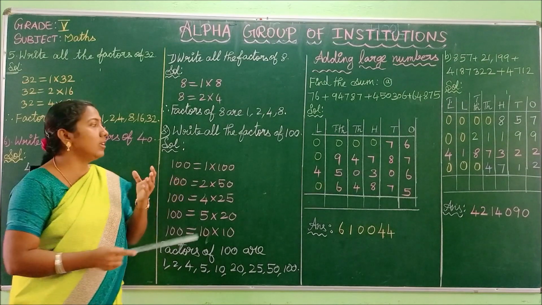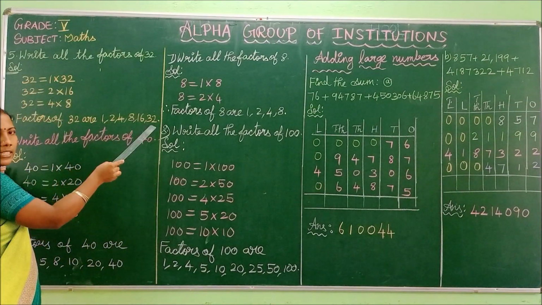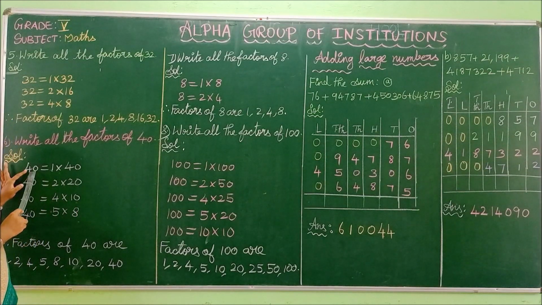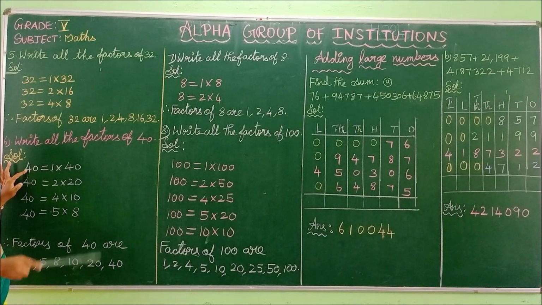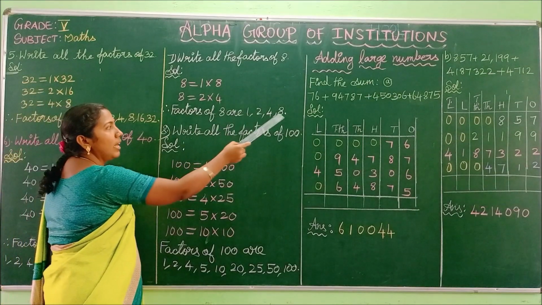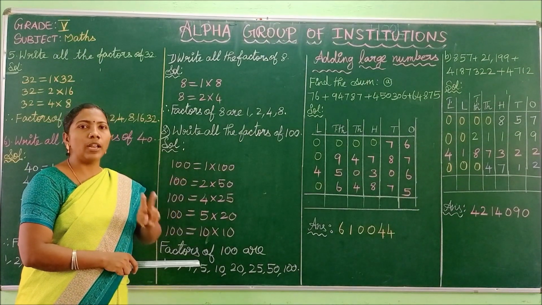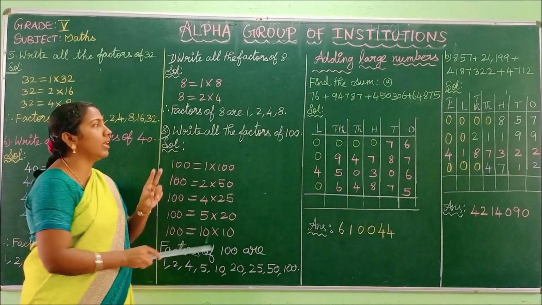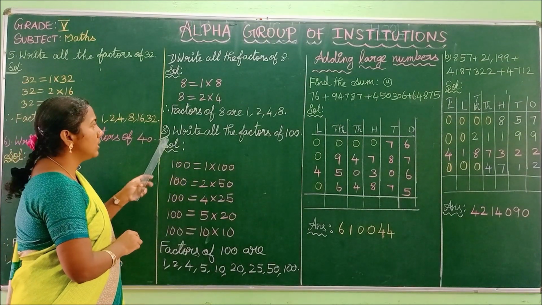See here we have taken 32, it has the factors 1 and itself. See here we are taking 40, so it has the factors 1 and 40. Thus we can easily conclude every number has 1 and itself as its factor. That is, we can easily say every number has 2 factors basically. They are 1 and itself. Okay.